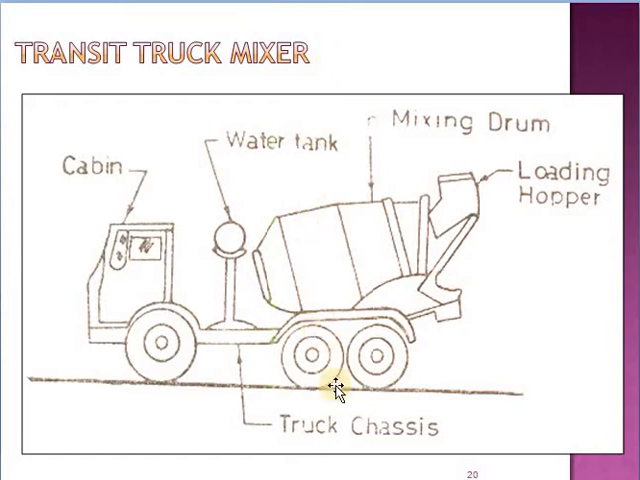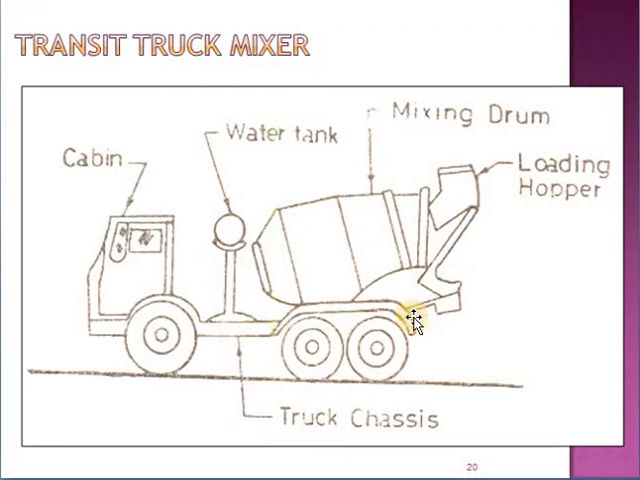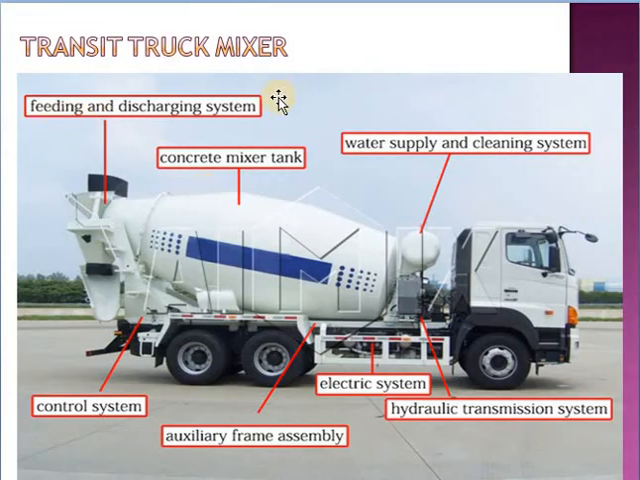So this is the transit truck mixer. Here you can see the cabin where the person will be driving, and this is the water tank. When the setting time is being lost, water will be added. This is the mixing drum, this is the loading hopper, and this is the truck chassis. This will be rotating. So this is the actual diagram.